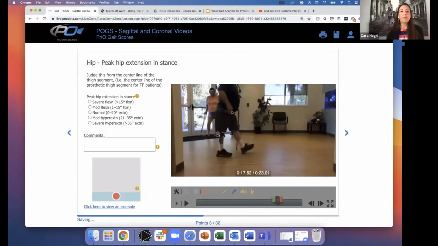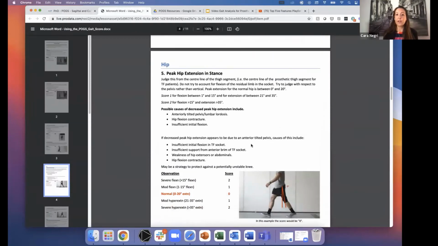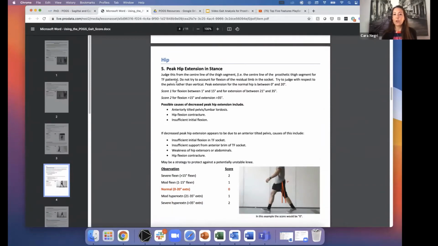Okay, so now we're looking at peak hip extension in stance. Our explanatory notes say that we're going to judge this from the center line of the thigh segment. So we're looking to see how much his prosthetic thigh segment can go to full hip extension. We're not trying to account for flexion of the residual limb in the socket.